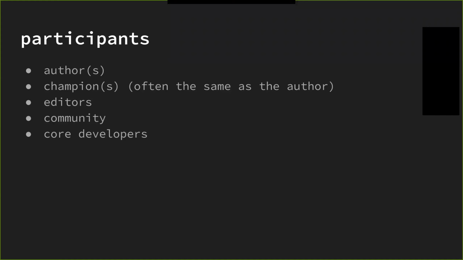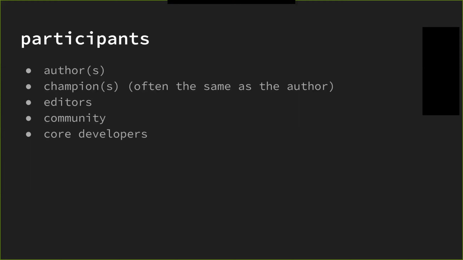It can be the author, and it is the author on a lot of occasions, but sometimes there's a need for champions other than the author to be the sort of project manager and really make sure that people are implementing the EIP and that it's getting tested, and socializing it across the community to make sure that the feedback that needs to be given is given.